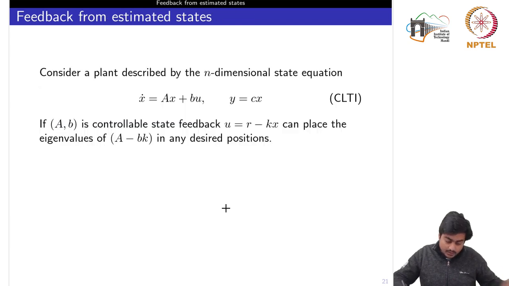Okay, so we shall not go into the proof of this result, which we had seen on numerous occasions. So now we'll move to the next topic, which speaks about the feedback from the estimated states.